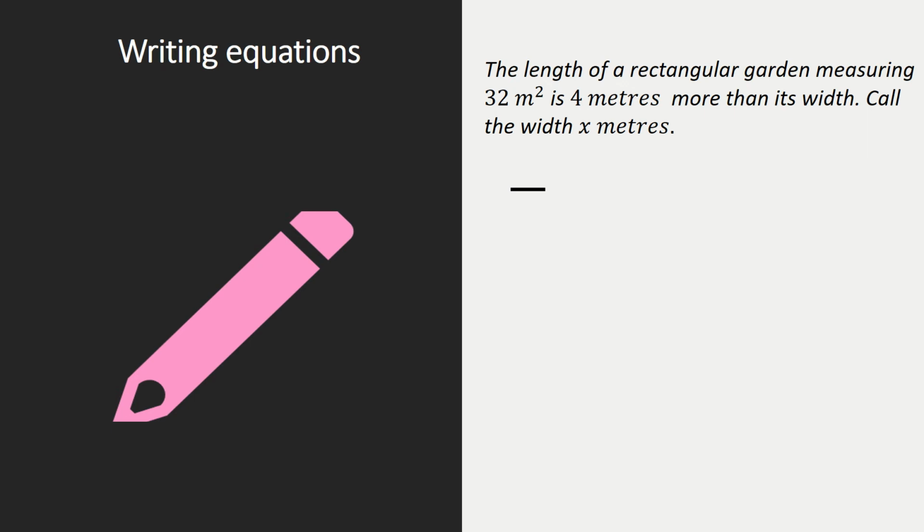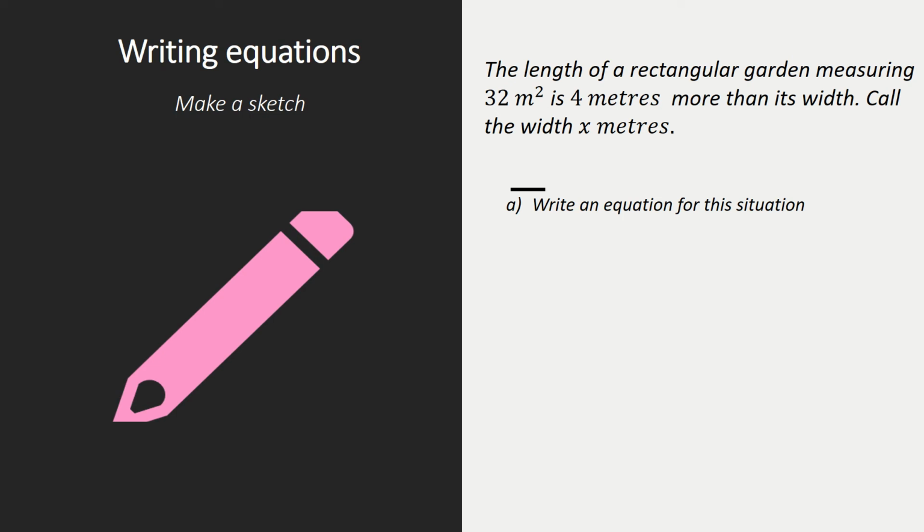Alright, so you could get a question. The length of a rectangular garden measuring 32 square meters is 4 meters more than its width. Call the width x meters. Alright, so this is a really complex story. So the first thing and the most important part is to make a sketch.